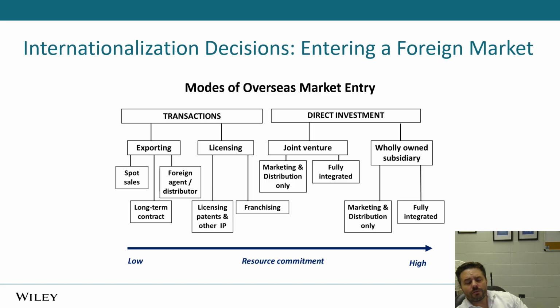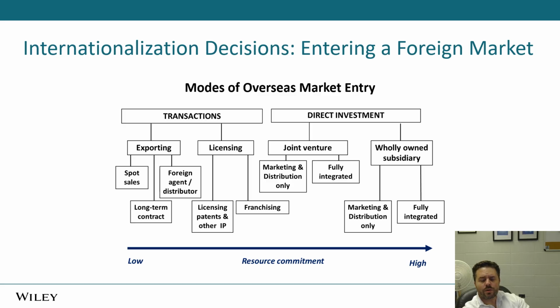Looking now at different modes of entry. On the left, we have the least resource commitment to the right side where we have the highest commitment. Starting on the left, we have spot sales. That's sort of a one-and-done transaction. Like when you go to the store and buy a loaf of bread, that's a spot sale. You pay the price, you take the good home. There are some legal protections. If the bread was bad, you could go back and get customer service to fix it, but it's a spot sale. Buying a stock is very much a spot sale, right? There's no refunds if the stock decreases in price.